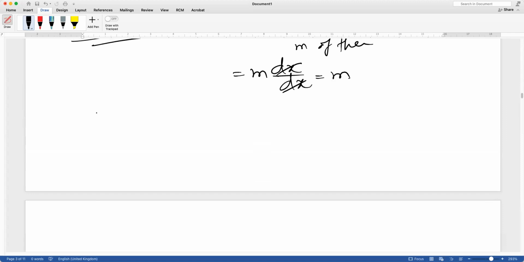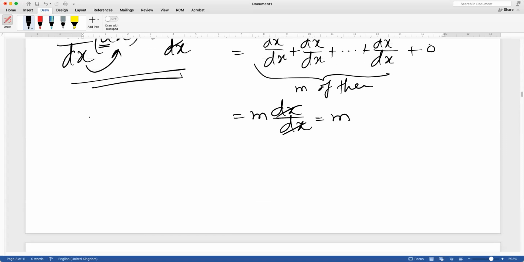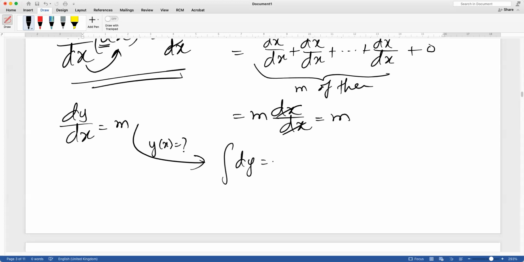So, okay, let's get the complete picture here. Now, we know dy by dx is equal to m as an answer. If you want to recover y of x itself, we always go for the integration. You are okay with that? Integral dy will be equal to integral m times dx. I just rearrange it straight away. Now this side is an integration with respect to x. That means m is a constant from the x point of view. Now we can take the m outside.